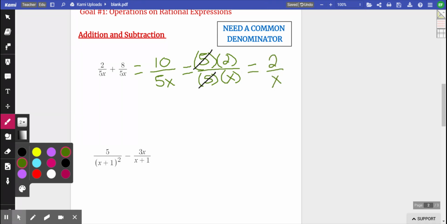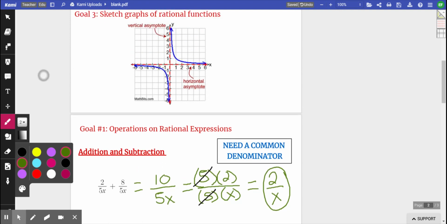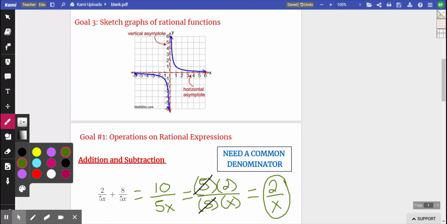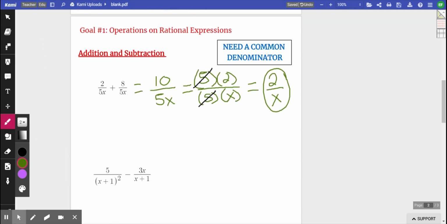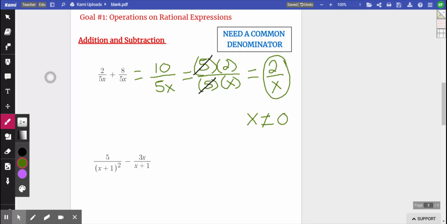All right, so that is just one example of how we can add fractions together or add rational expressions. We do have to state here that there are restrictions. As we see from the graph, we get these things that are called asymptotes because there are certain values that x can never equal. Since we're dealing with fractions, we know that our denominator can never equal 0. So for us here, we just need to specify with our answer that x cannot equal 0. That has to be part of our solution, so that's considered a restriction.